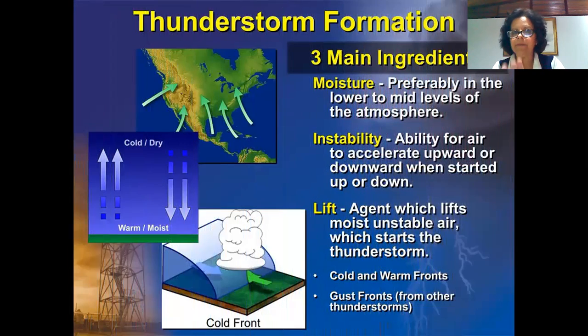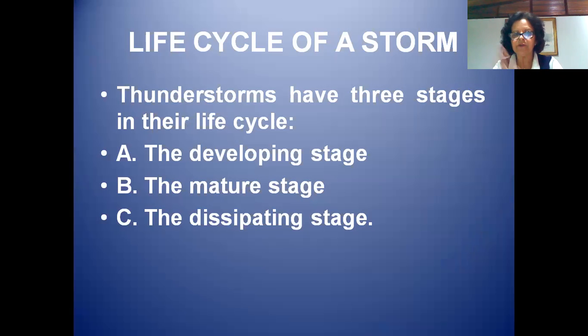Okay, so how does a thunderstorm form? They have main ingredients or main factors. First, moisture. Then we have instability, which is the ability to accelerate upward or downward when the motion of the storm starts. And then the lift, agents which lift moist unstable air, which start the thunderstorm. We have some pictures to show you there.